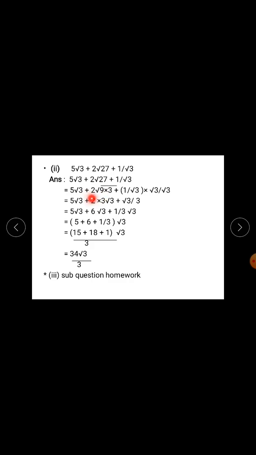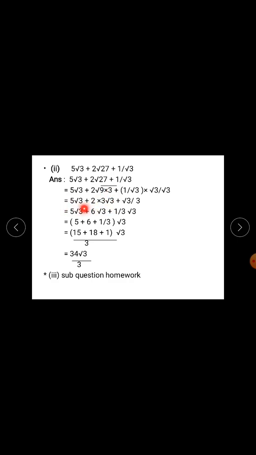So plus 2 into root of 9 into 3, plus 1 upon root 3 into root 3 upon root 3. Multiply this. We want to cancel this root 3 from denominator, so multiply root 3 in numerator and denominator. So plus 1 upon root 3 into root 3 upon root 3, means rationalize the denominator here. Equal to 5 root 3 plus 2 into root 9, means 3, plus 2 into 3 and this root 3.